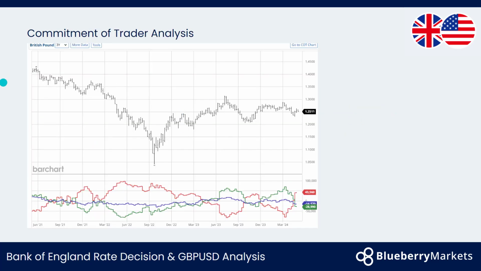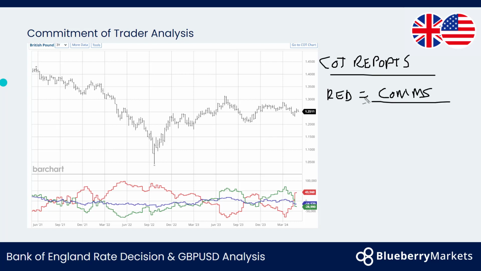Now, the Commitment of Traders reports, love using Commitment of Traders reports, known as COT reports as well, and essentially they tell us where the large players are positioned in the market. So the red line, down towards the bottom of the screen, is commercials. Now commercials are in the markets for business purposes, so they're looking to hedge price essentially.